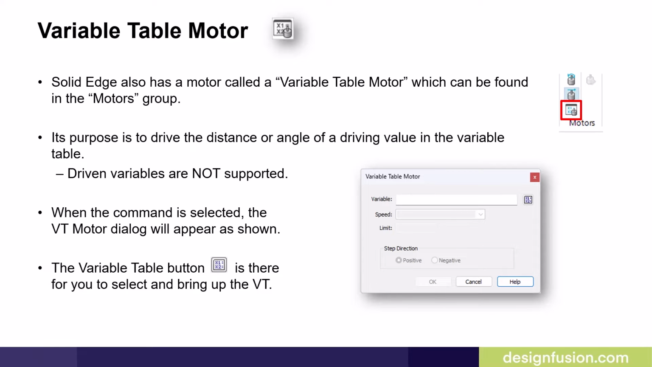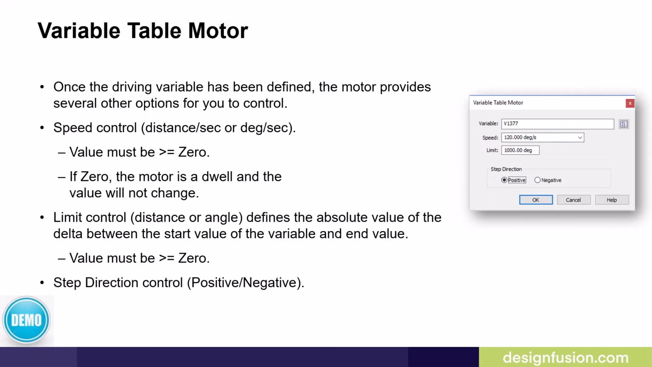When you launch the command, the variable table motor dialog appears. The first step is to define the controlling variable. You do this by selecting the variable table button on the dialog, which opens the variable table. You then select the desired variable from the table. Once the driving variable has been defined, the motor provides several other options for you to control, such as speed control, limit control, and direction control.